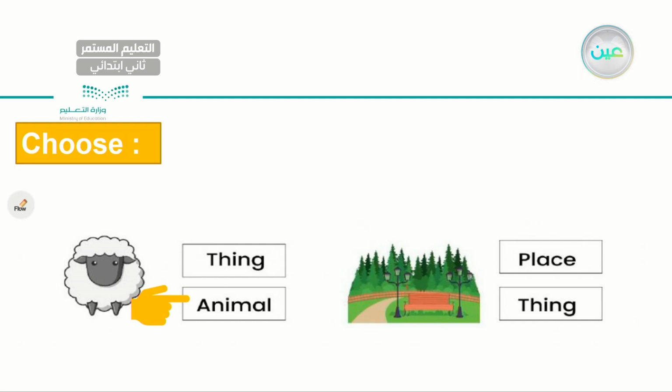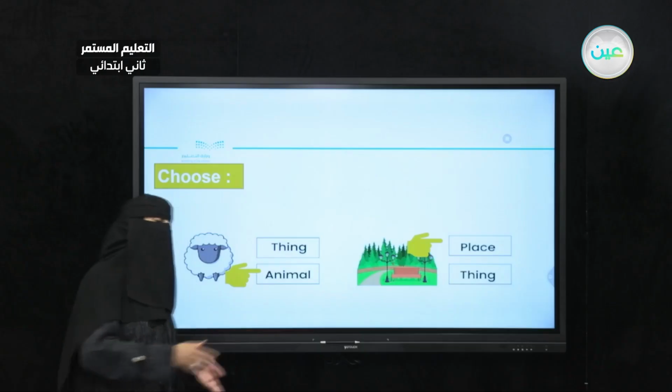How about the second picture? I have a garden. What do you think? Place or thing? It's a place. Very good. It is a place, same as school, airport.